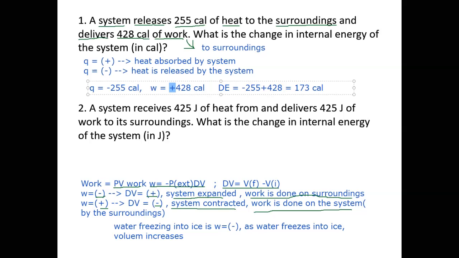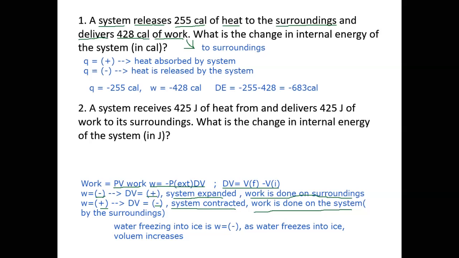Work is actually negative because work is being done on the surroundings. I just said that down here. Oh, yes, work is negative. So this would be negative 255, negative 683 calories. So again, heat is released, it's negative. Work is done on the surroundings, work is negative. So the change in energy is negative. That means energy is leaving the system.